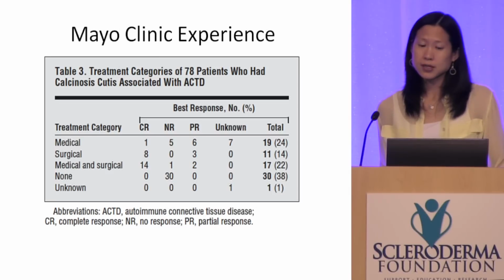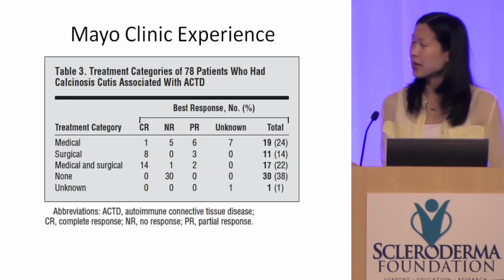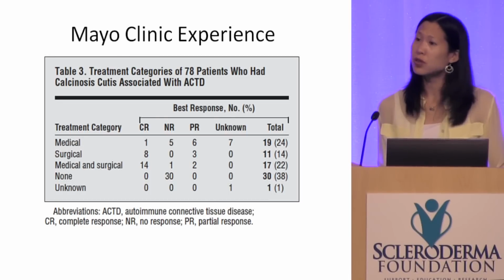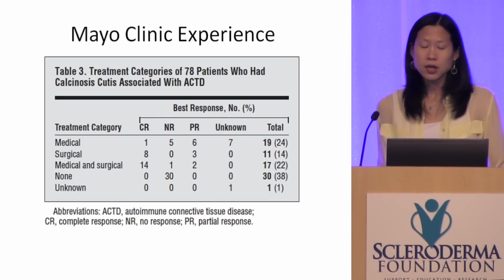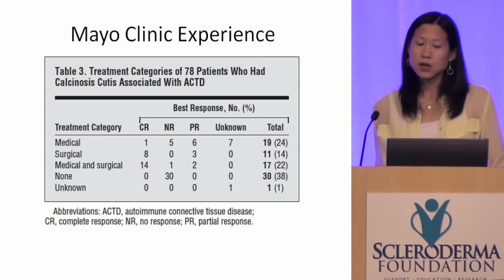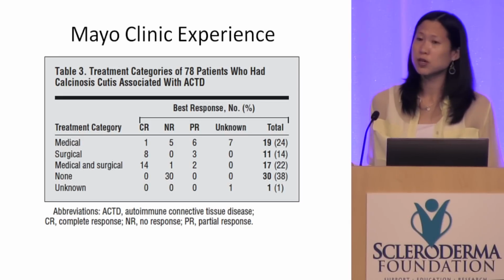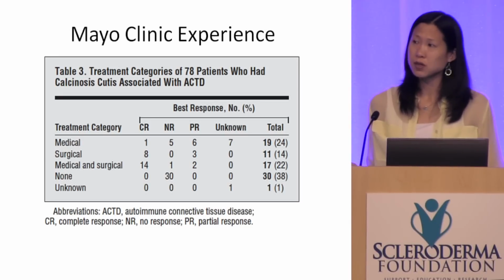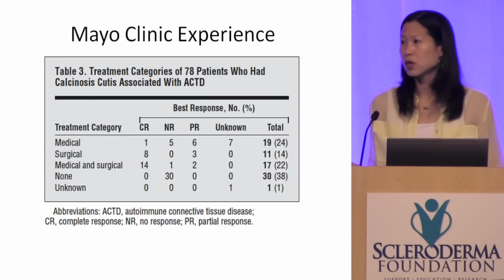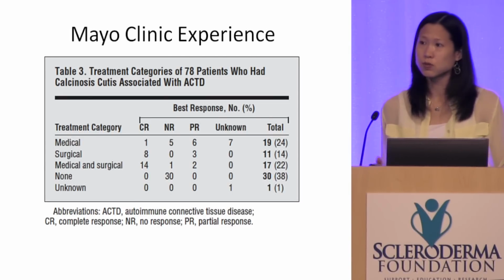For the surgical cases, 8 out of the 11 had a complete response and 3 had a partial response. So the surgical outcomes looked pretty good. When patients were treated with both medical and surgical treatments, 14 of them had a complete response, 2 of them had a partial response, and only 1 had no response. So again, surgical or medical and surgical treatments together seem to lead to pretty good response rates in terms of the calcinosis.